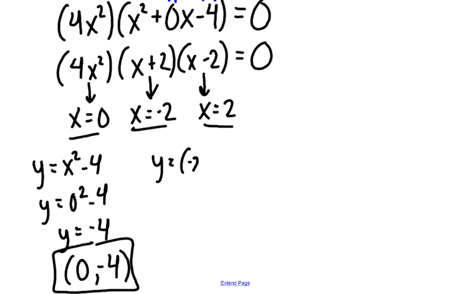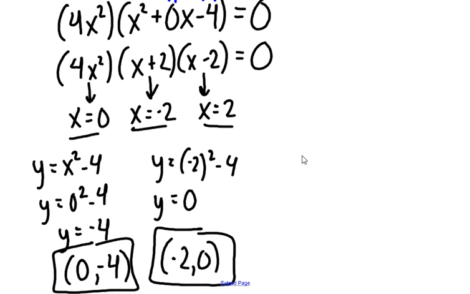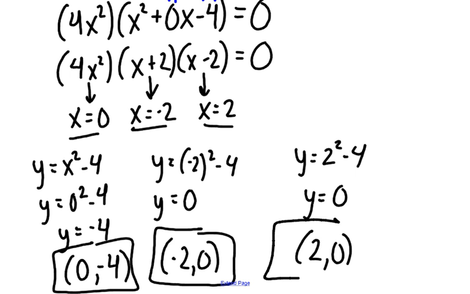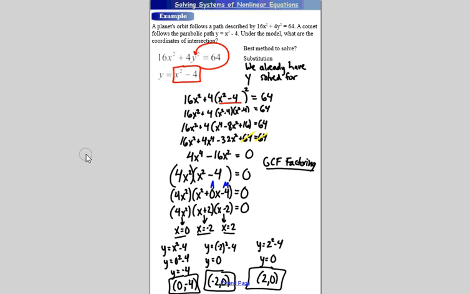Second one, y equals negative 2 squared minus 4. That's going to end up being 4 minus 4 would be 0. So negative 2, 0. Last one, y equals 2 squared minus 4. That again gives me 0. So I get positive 2, 0. And there are my 3 answers: 0, negative 4, negative 2, 0, positive 2, 0.